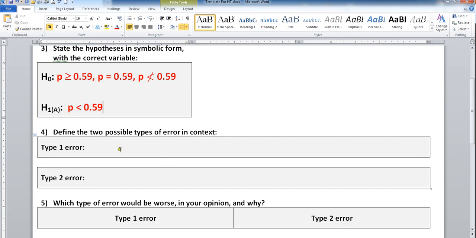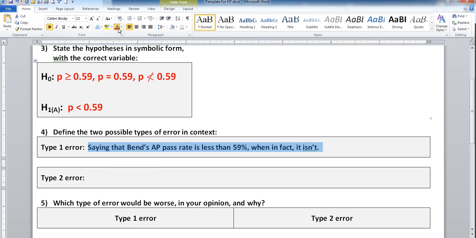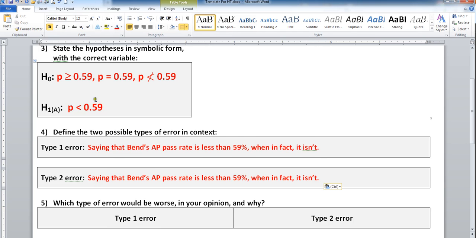The two types of error. Okay, so a type 1 error would be saying that Bend's AP pass rate is less than 59%, when in fact it isn't. That's a false positive. It means you came up with a positive test result that, yes, indeed, it is less. You believe this when you should have believed this. A type 2 is exactly the opposite. You believed this when you should have believed this. So that's saying that Bend's pass rate is not less than 59%, when in fact it is.